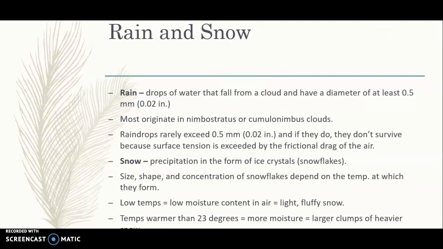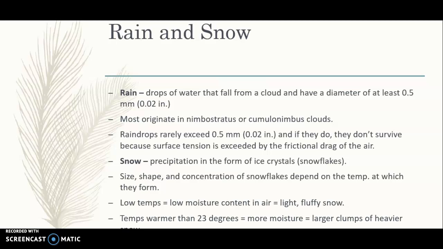Next we're going to talk about the difference between rain and snow. Rain, by definition, is drops of water that fall from a cloud and they have a diameter of at least 0.5 millimeters, which is 0.02 inches. Most originate in nimbostratus or cumulonimbus clouds. Raindrops rarely exceed 0.02 inches, and if they do, they don't survive because surface tension is exceeded by the frictional drag of the air.